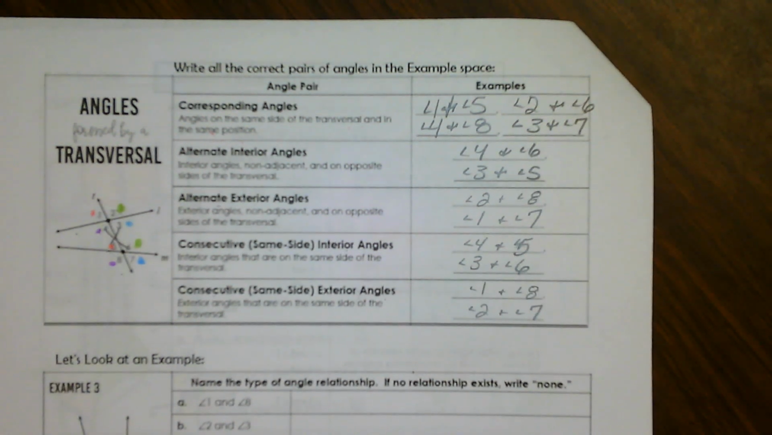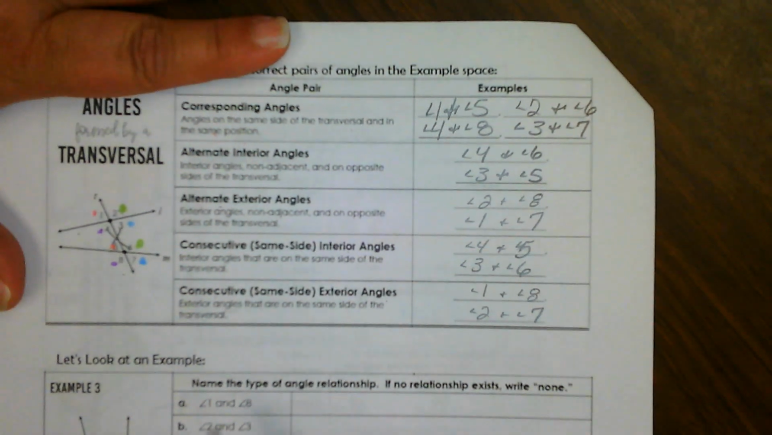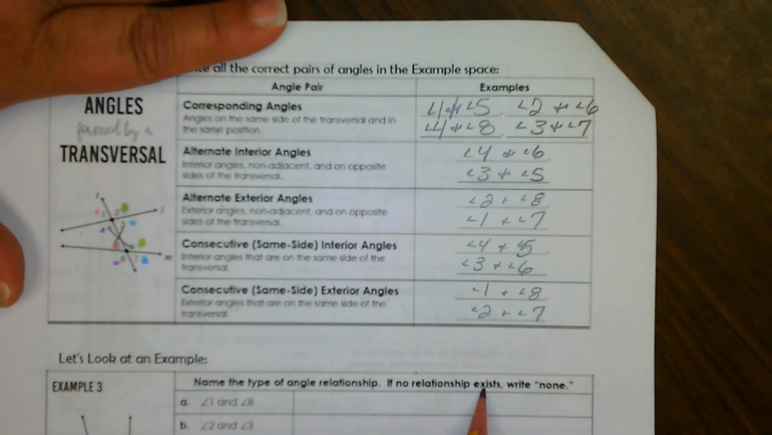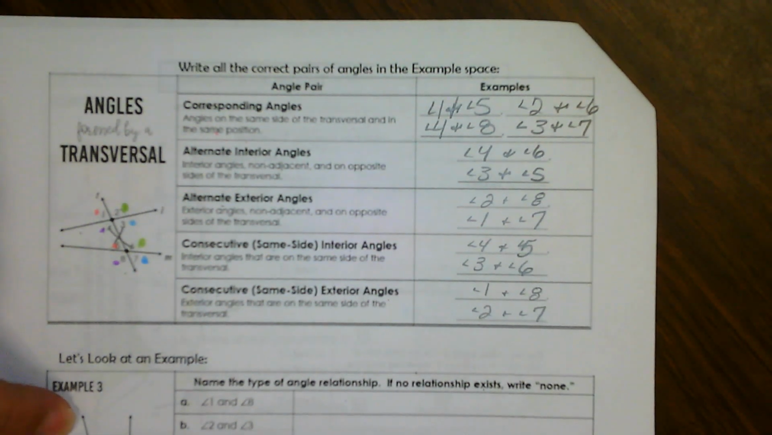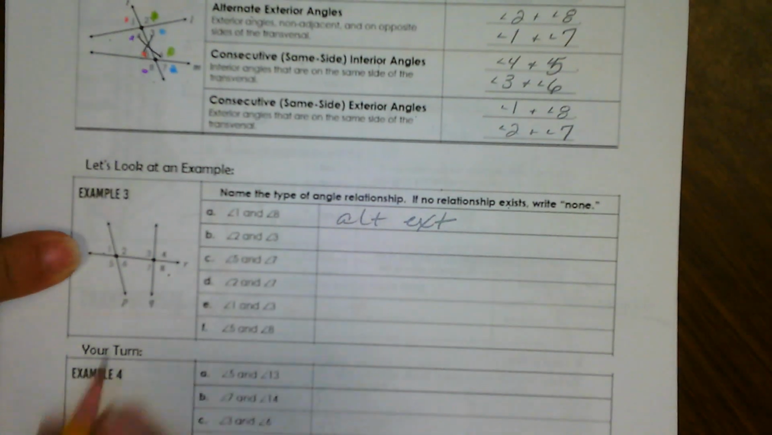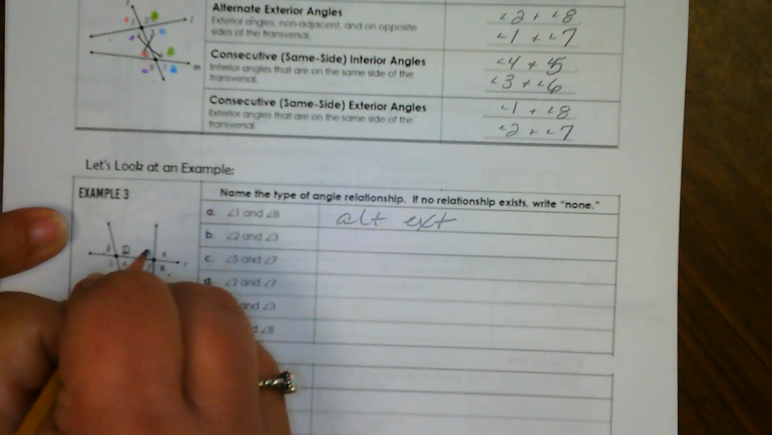Alright, so let's look at example 3, then you can try 4 on your own. It says, name the type of angle relationship. If no relationship exists, write none. So we're looking at angle 1 and angle 8. Those are both exterior angles, and they're on opposite or alternate sides. So they're alternate exterior. And then B is alternate interior.